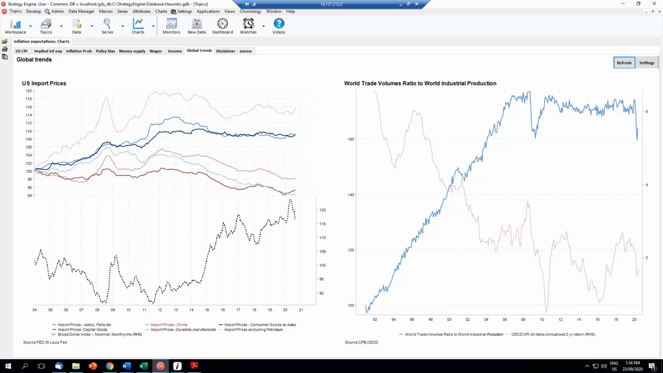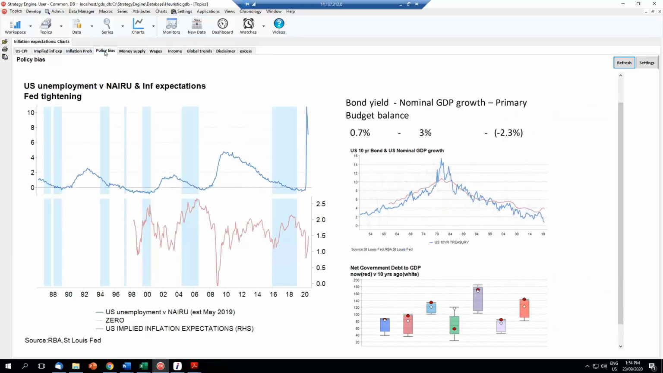So they're just some of the components, I suppose, of the debate around inflation. At this point, the evidence is very limited for higher inflation. The expectations are not really there for higher inflation. The policy bias does suggest that there is a risk of inflation, but there are a number of other factors that suggest in the near term prices are likely to remain quite weak.